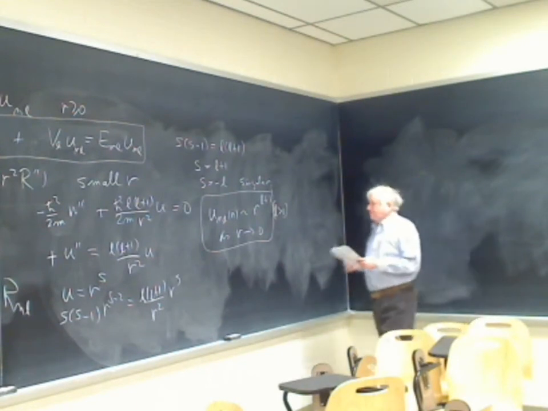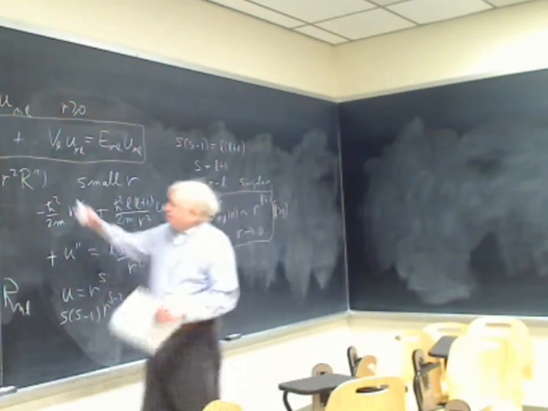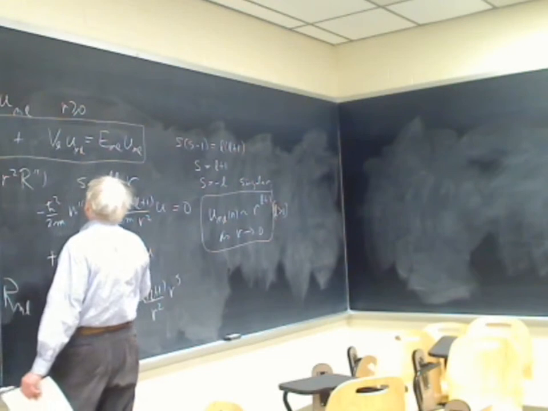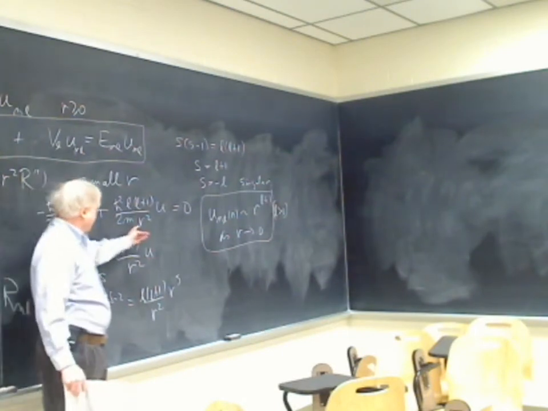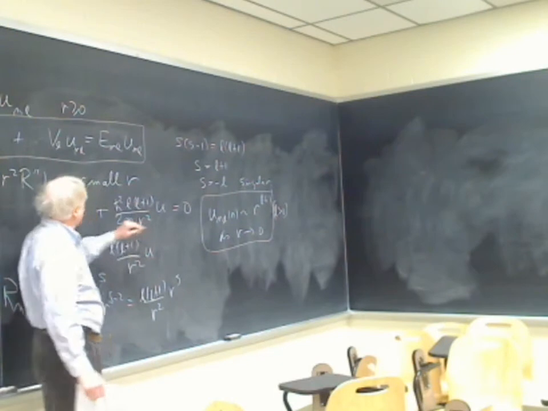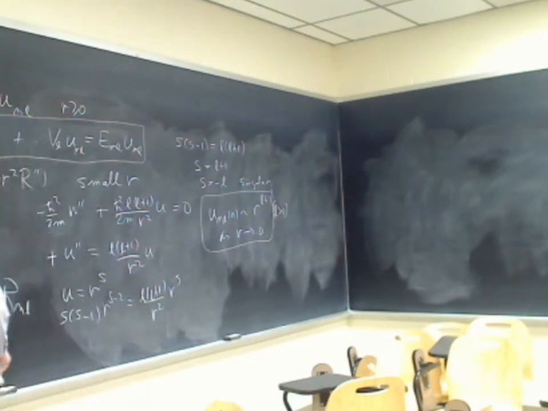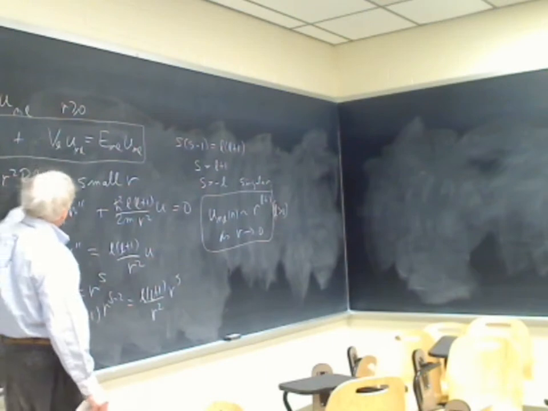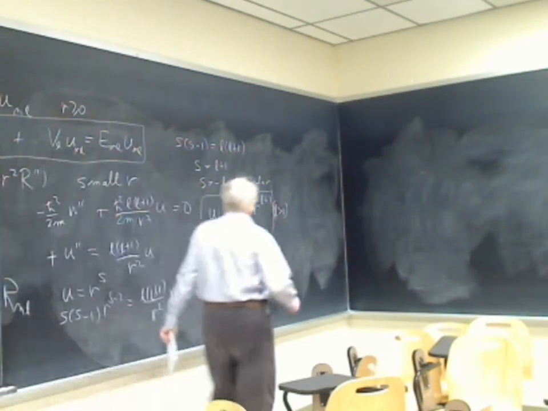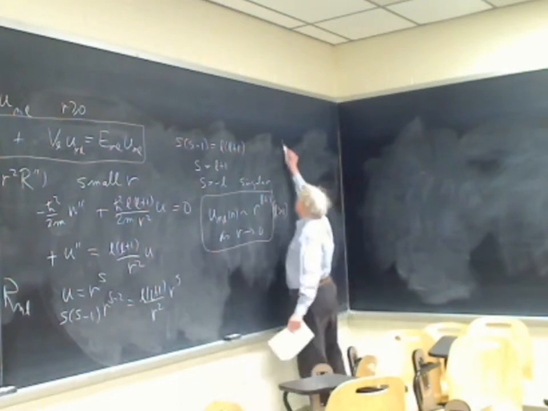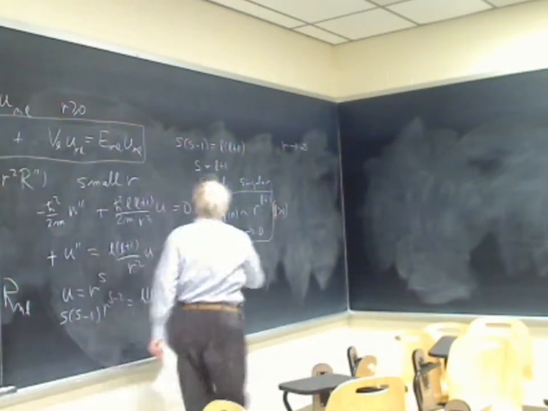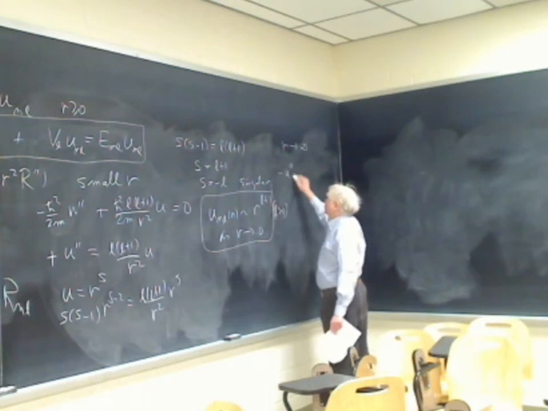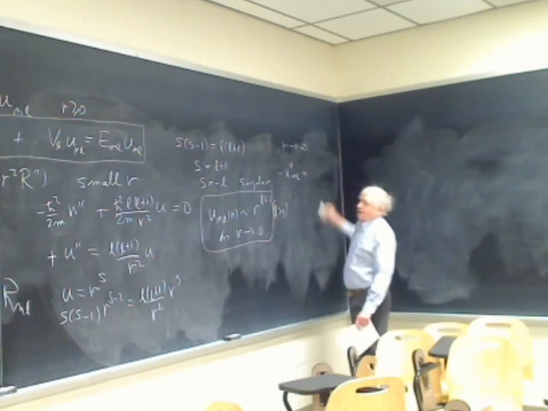Now, what about at large distances? Well, we have this equation, and at large distances, these terms are going to zero quickly. This term goes to zero as r goes to infinity as 1 over r squared. And moreover, the potential presumably falls off also. These are central potentials, and they fall off with distance as some power of r. So that's gone. And so in the limit r goes to infinity, the equation up here becomes simply this equals that. And so that becomes minus h bar squared over 2m u double prime sub nl is equal to E sub nl u sub nl.